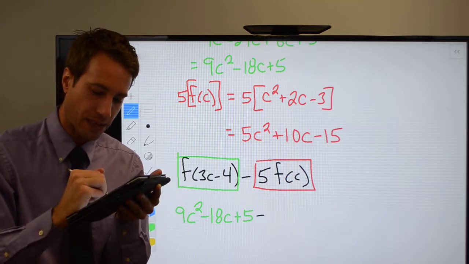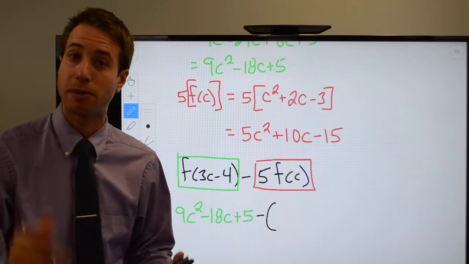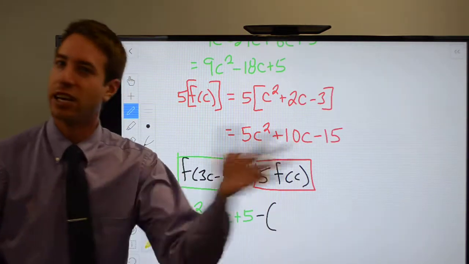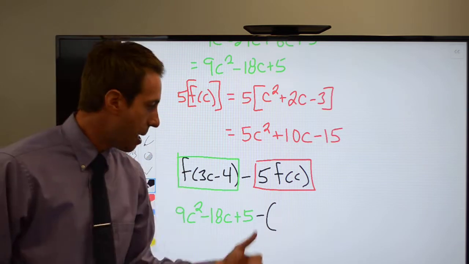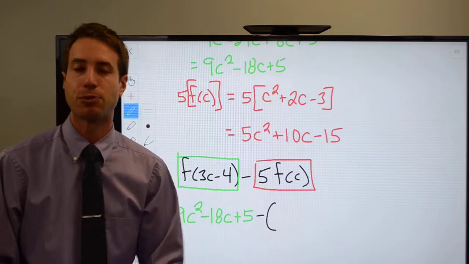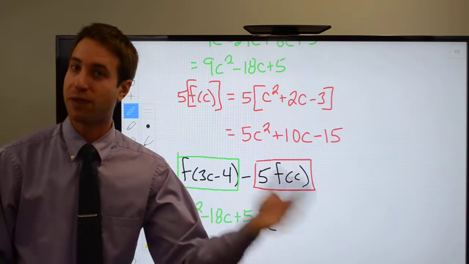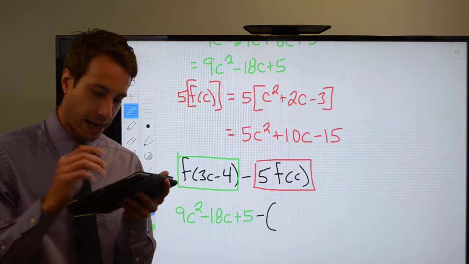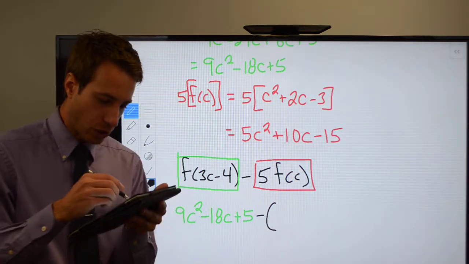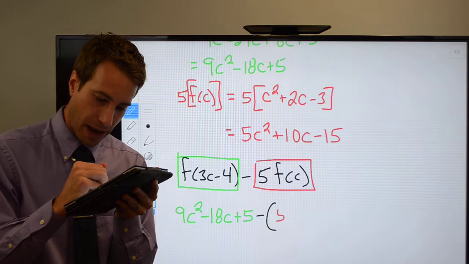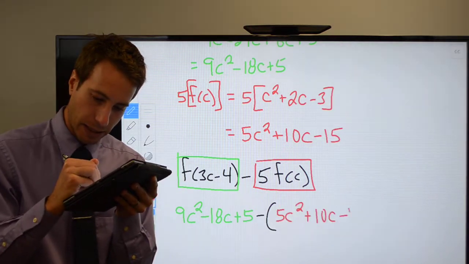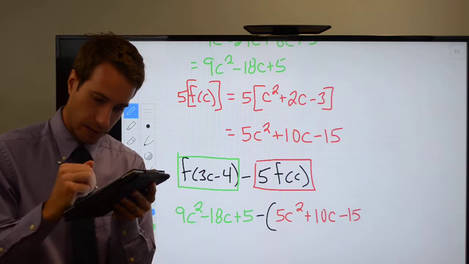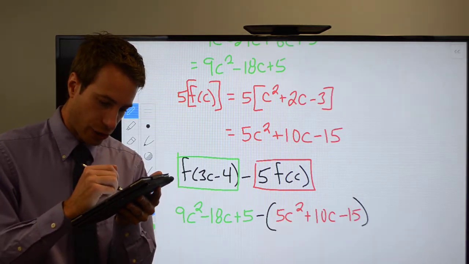Don't forget parentheses because you'll need to distribute the minus sign. If this were a plus sign, you don't have to worry about the parentheses because you don't have to distribute a plus sign. But because it's a minus sign, because I'm subtracting, don't forget your parentheses. You're going to have to distribute that minus sign. And the result in red was 5c squared plus 10c minus 15. Awesome. I distribute the minus sign.